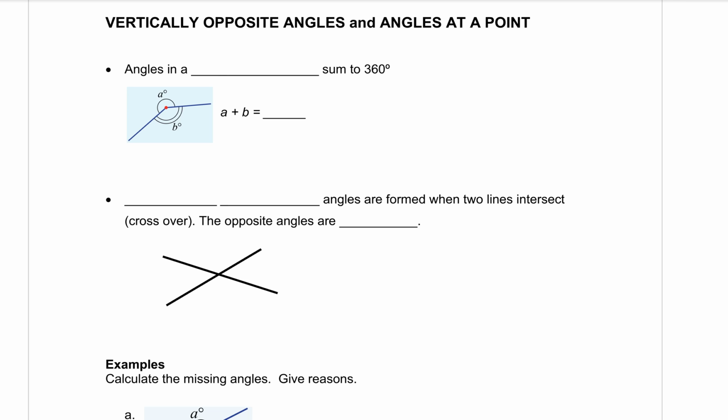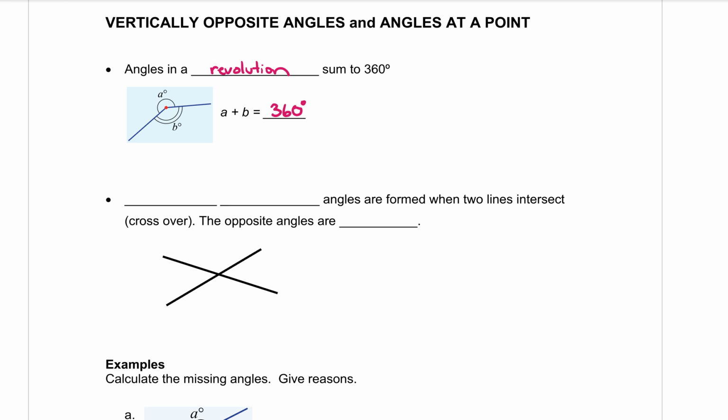So we're looking at vertically opposite angles and angles at a point today. If we have angles in a revolution, those angles will always add up to give 360 degrees. So here is a diagram of 2 angles in a revolution that add up to give 360 degrees. So A plus B equals 360.